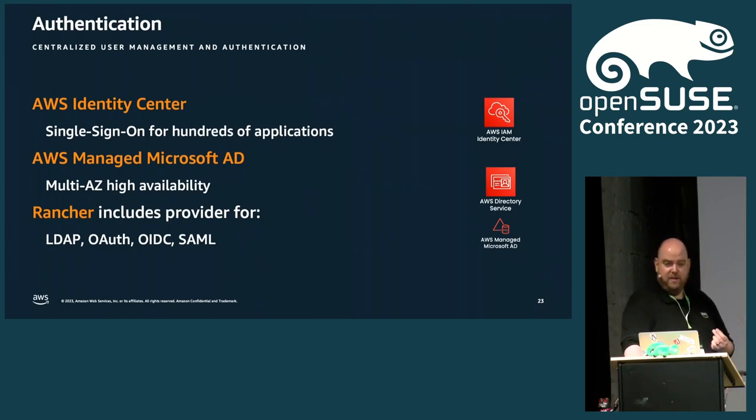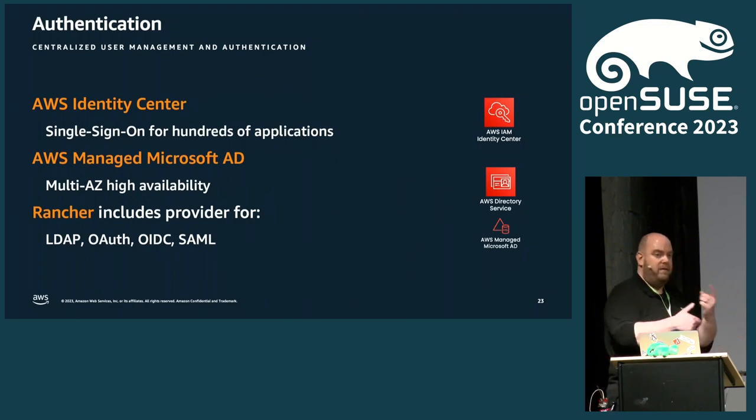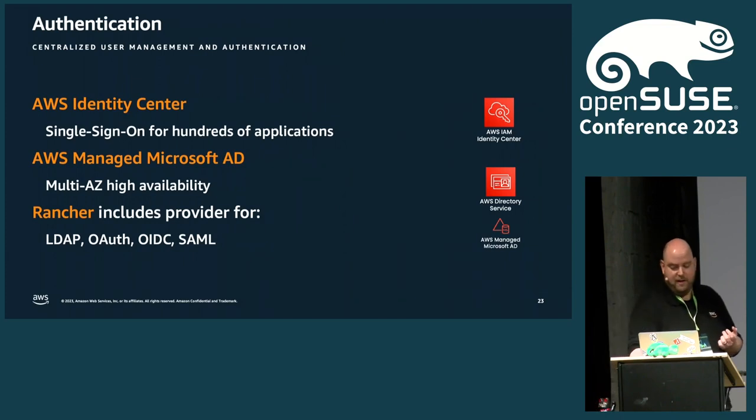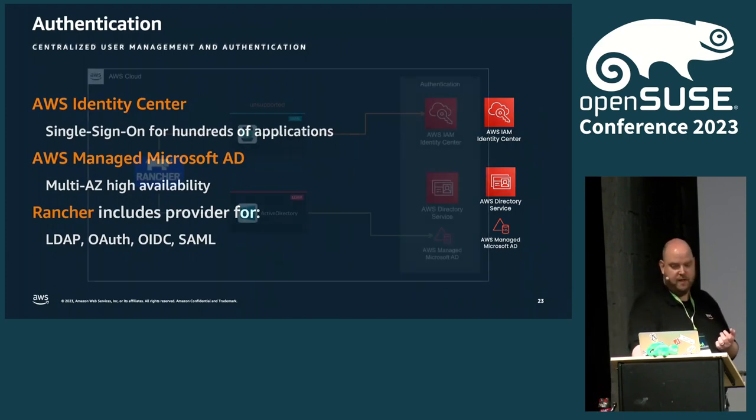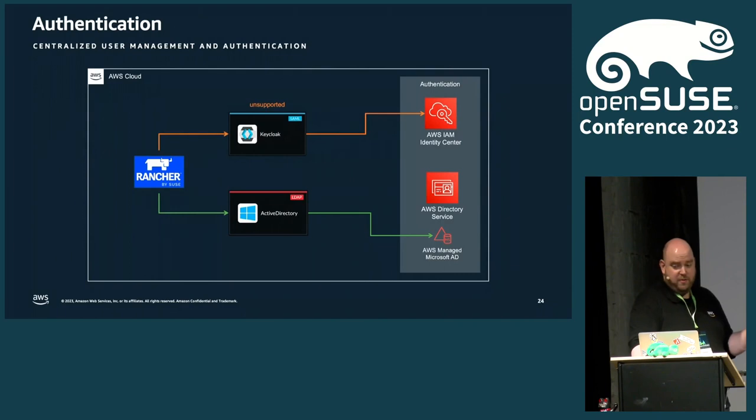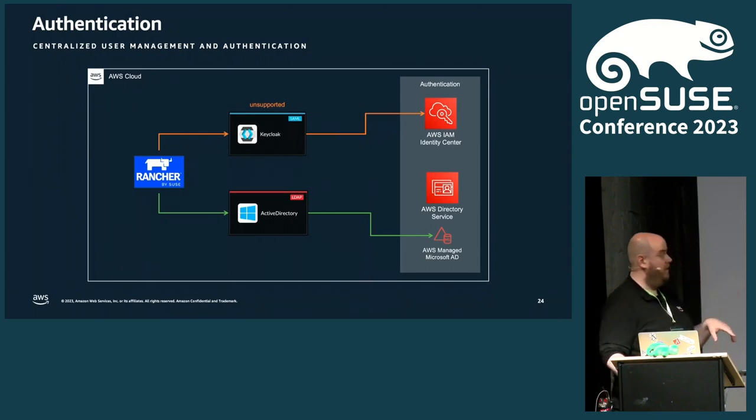AWS-managed Microsoft Active Directory, as you know it, as you would have it also on-prem, is deployed across two availability zones by default, and you can add additional domain controllers if you want to. From a Rancher perspective, AWS-managed Microsoft Active Directory can be used with the Active Directory LDAP authentication provider, which is included in Rancher.